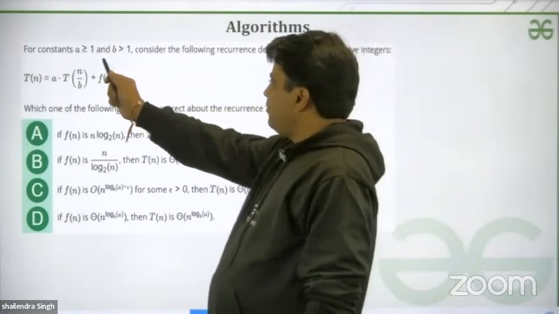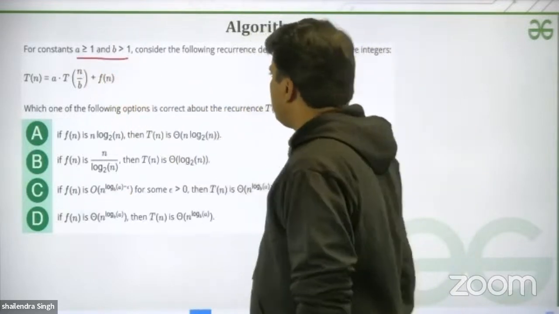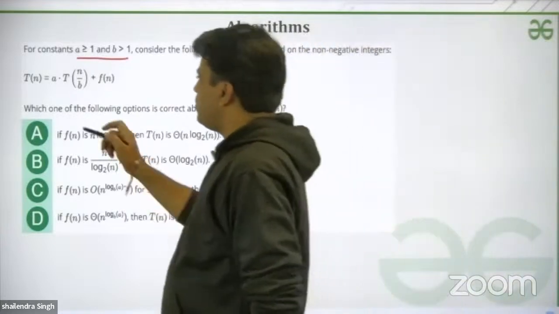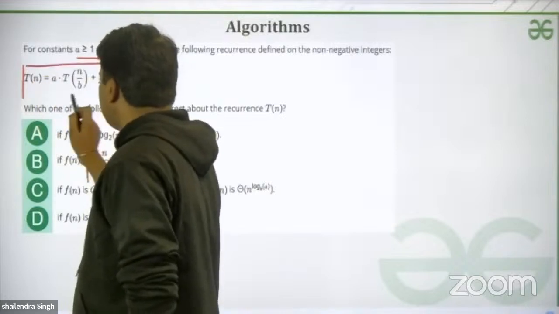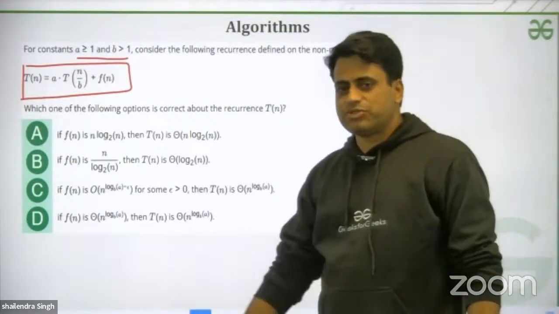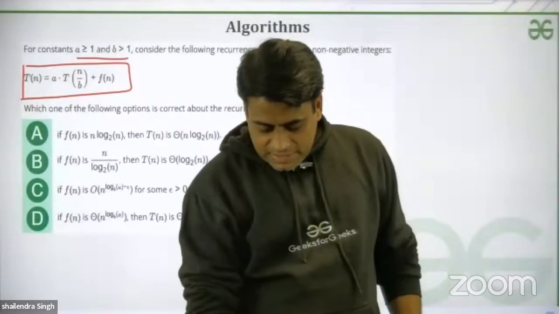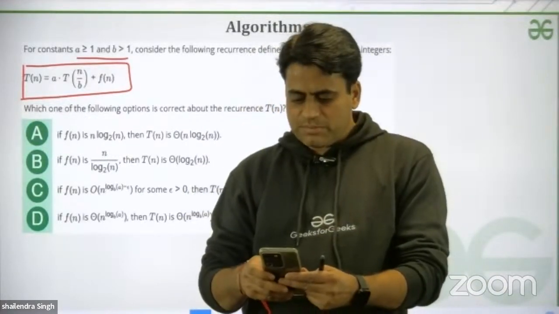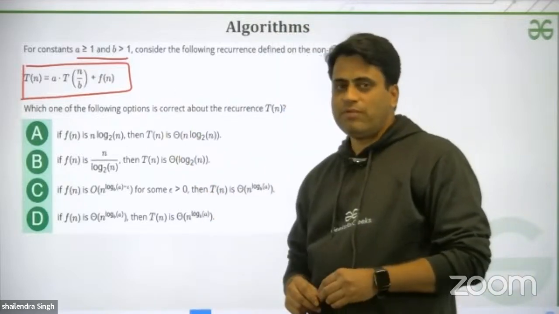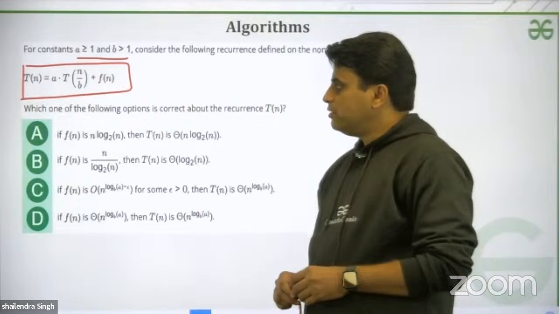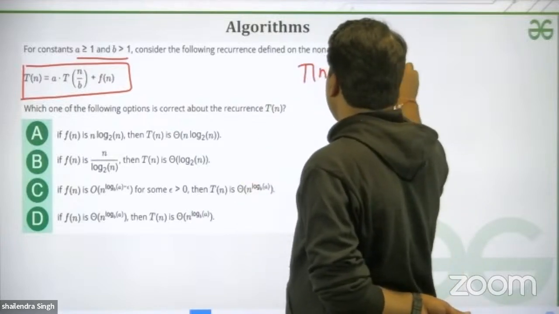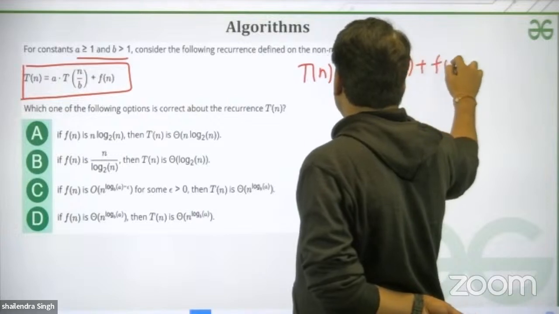For constants a greater than or equal to 1, b greater than 1, consider the following recurrence defined on the non-negative integers. This recurrence relation is given, student. Which of the following options is correct about the recurrence Tn? This is a very simple question. If you have studied design and analysis of algorithms, then this is the basic question. It is just the master method formula, the question is based on that. So master method: Tn equals aT(n/b) plus f(n).